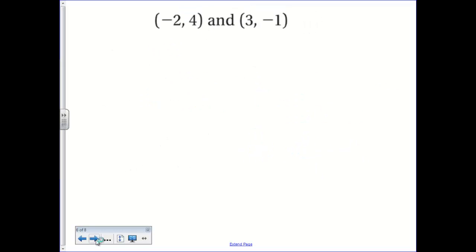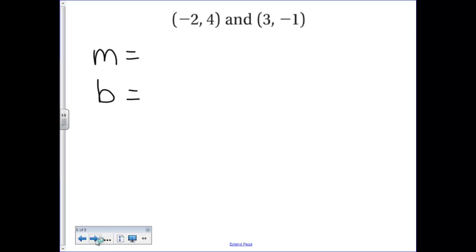For this example here, we did not give you the b value, the y-intercept. So we're going to have to calculate both the slope and the y-intercept. When you're not given the b value, the y-intercept, you have to calculate the slope first. You have to calculate this one first. So go ahead and set up your ratio.